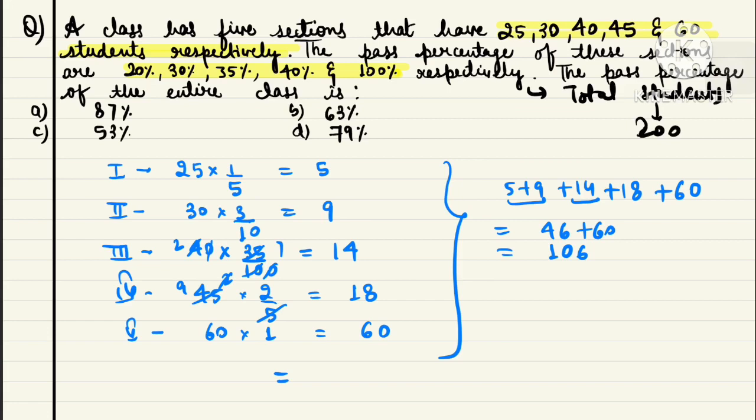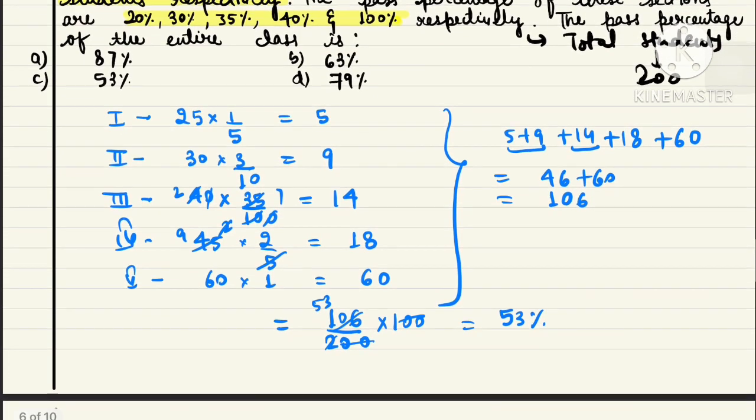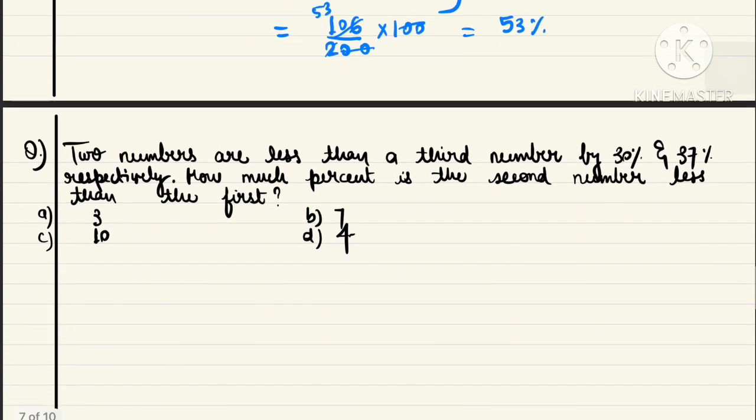So what will be the pass percentage of the entire class? It will be 106 upon 200, that is the total, into 100. We'll cancel it. We will get 2 5s are 10, 2 3s are 6, it will be 53%. 53% will be our answer, that is C will be our answer. Okay, let's move to the next question.